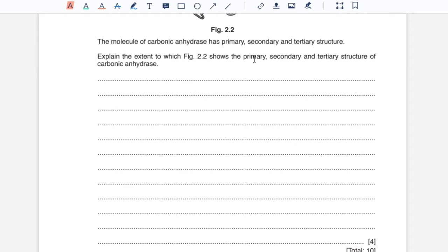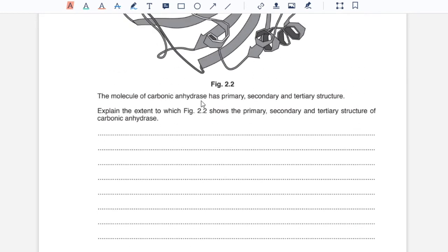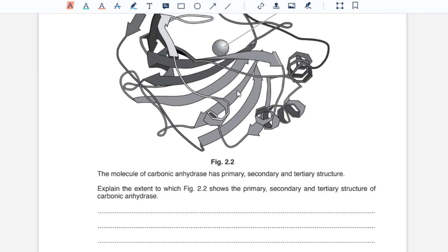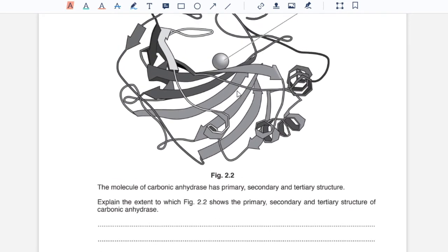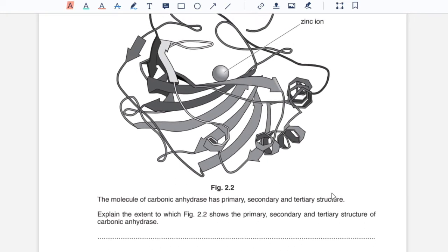So primary structure would be the sequence of amino acids, which is not shown in the figure. Secondary structure is formed by the alpha helix and beta pleated sheets of the polypeptide due to hydrogen bonds between groups of amino acids. So these could be the alpha helix, and tertiary structure would be the three-dimensional folding of already folded polypeptides.